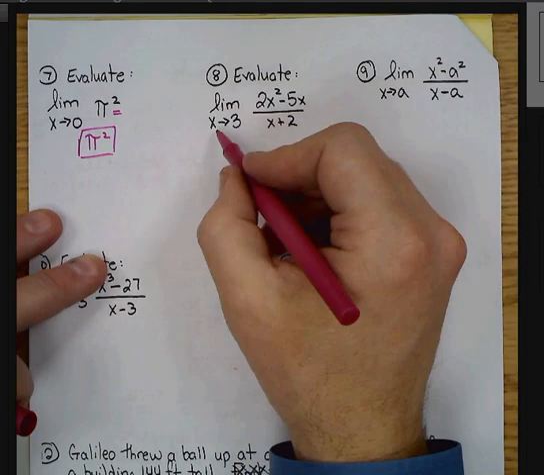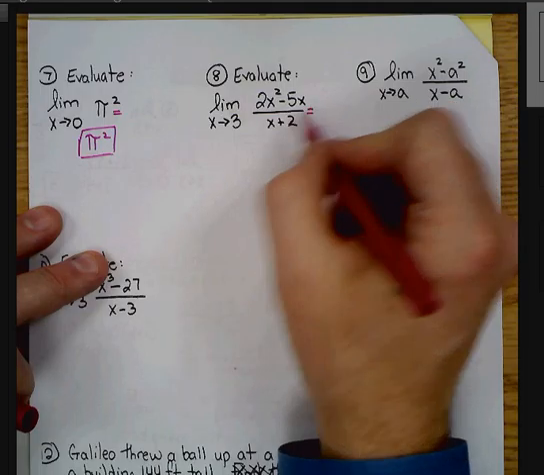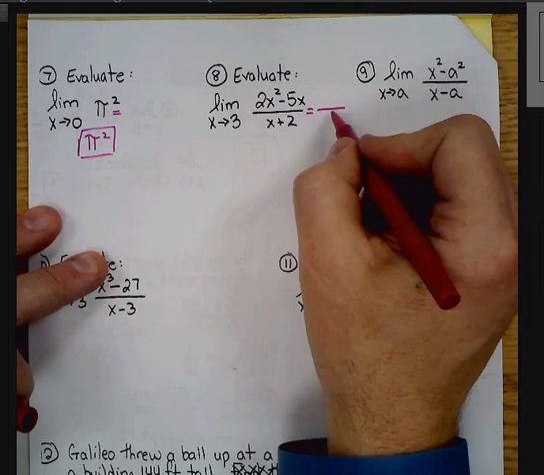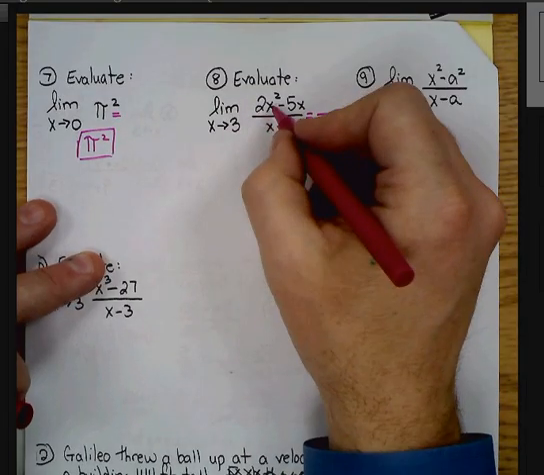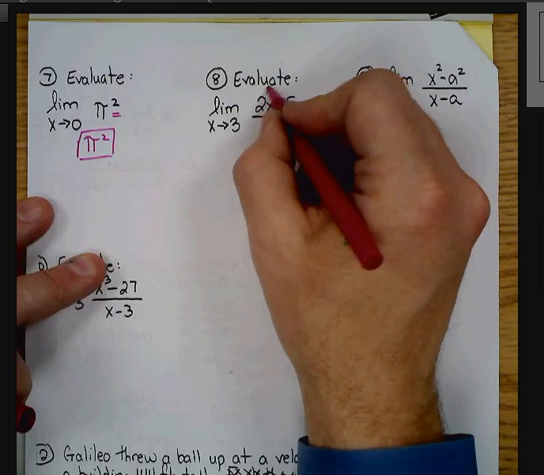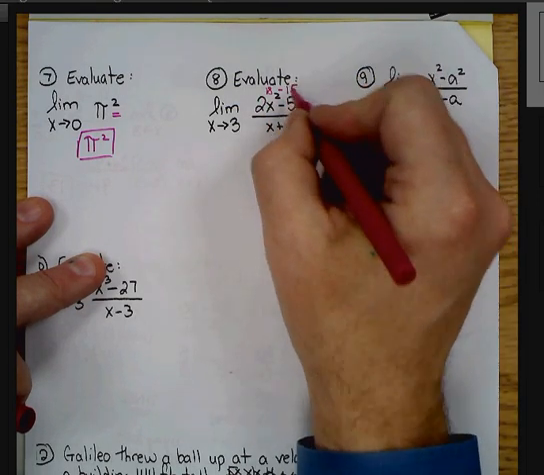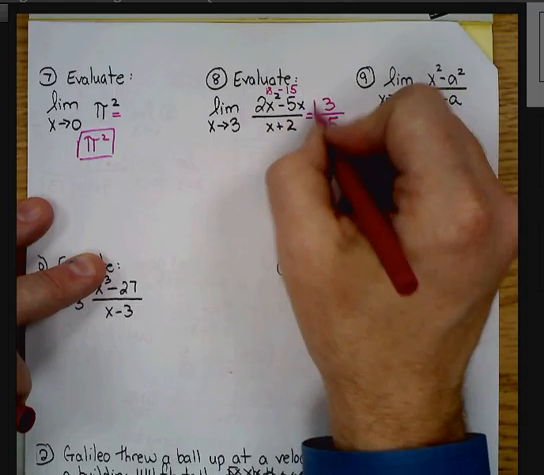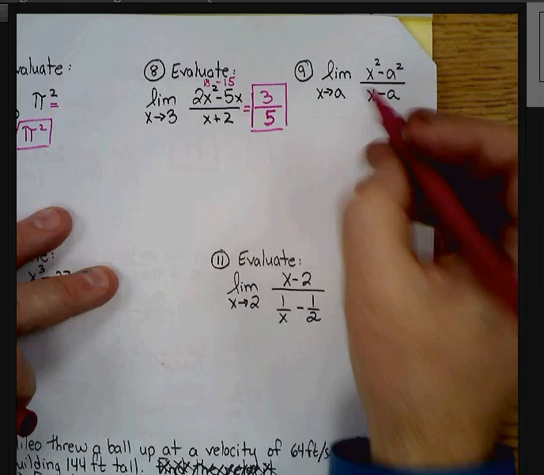Over here, evaluating the limit as x goes to 3. If you take a look, I'm worried about the bottom, but in this case, I don't have to worry about it. I just get 5. 3 plus 2 is 5. I plug in 3 to the top. I'm going to get 3 squared, which is 9, times 2 is 18, minus 3 times 5 is 15. 18 minus 15, I just get 3/5. No big deal.